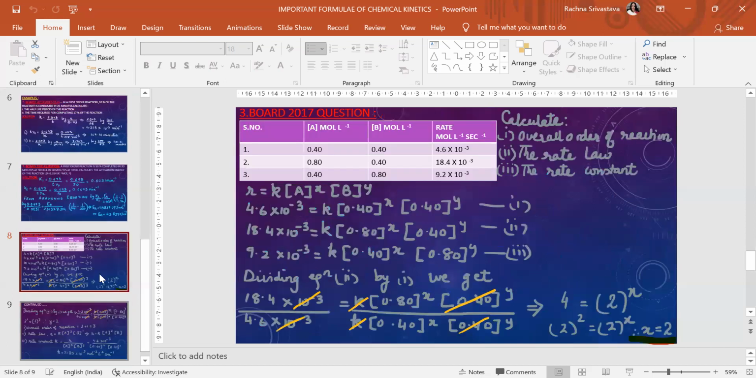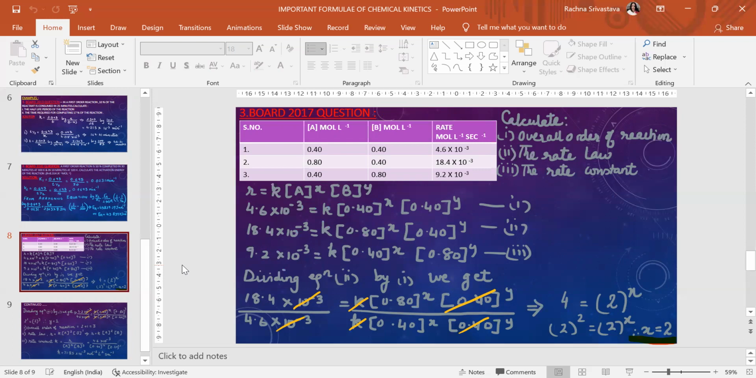Then comes the third form. Now in this third form, if we see here, it is a tabular question from 2017, where they have given the concentration of A, concentration of B, and the rate. Now on changing the concentration, the rate is changing. But remember children, for this particular set of reaction, the value of K will remain the same. You have to calculate the overall order of reaction, the rate law, and the rate constant.